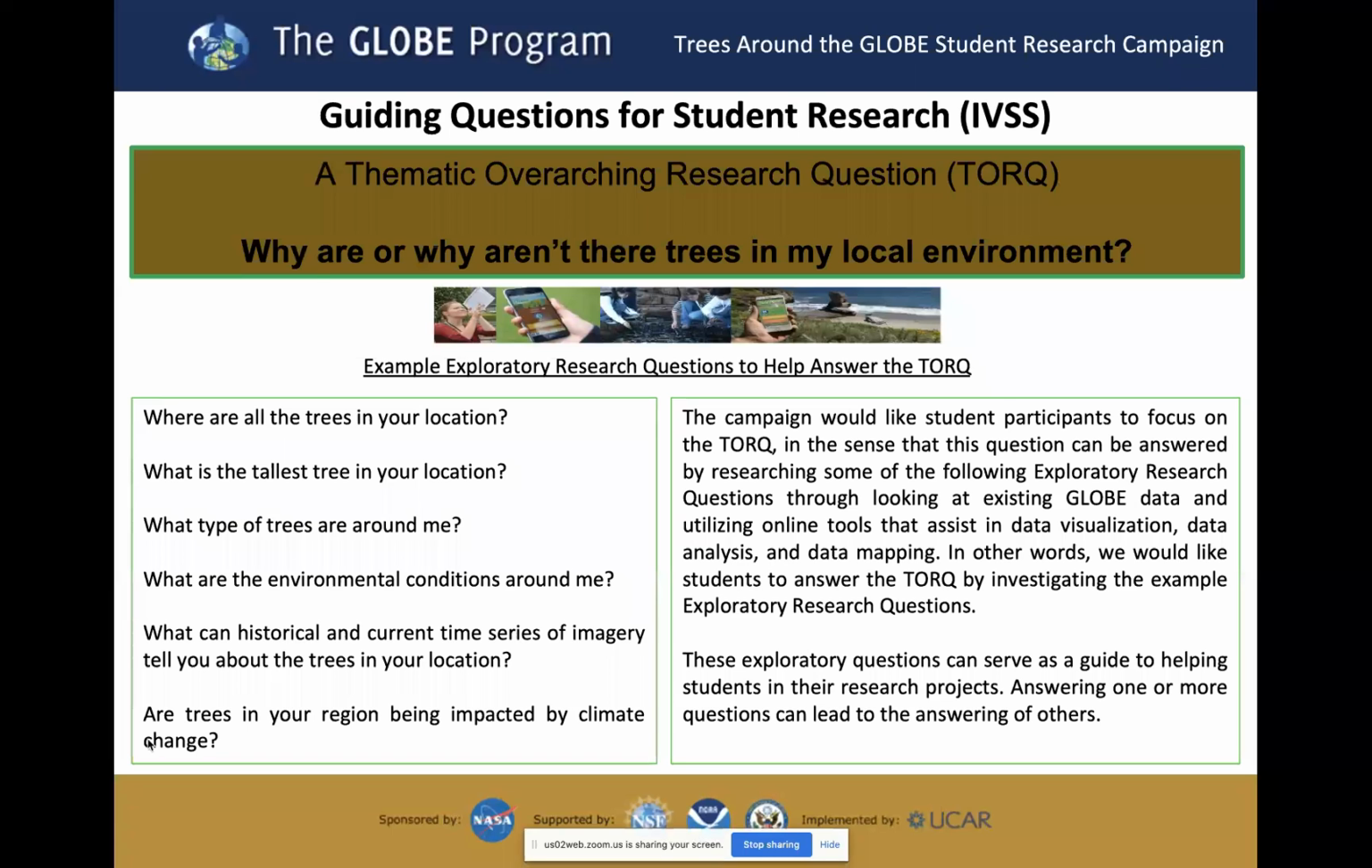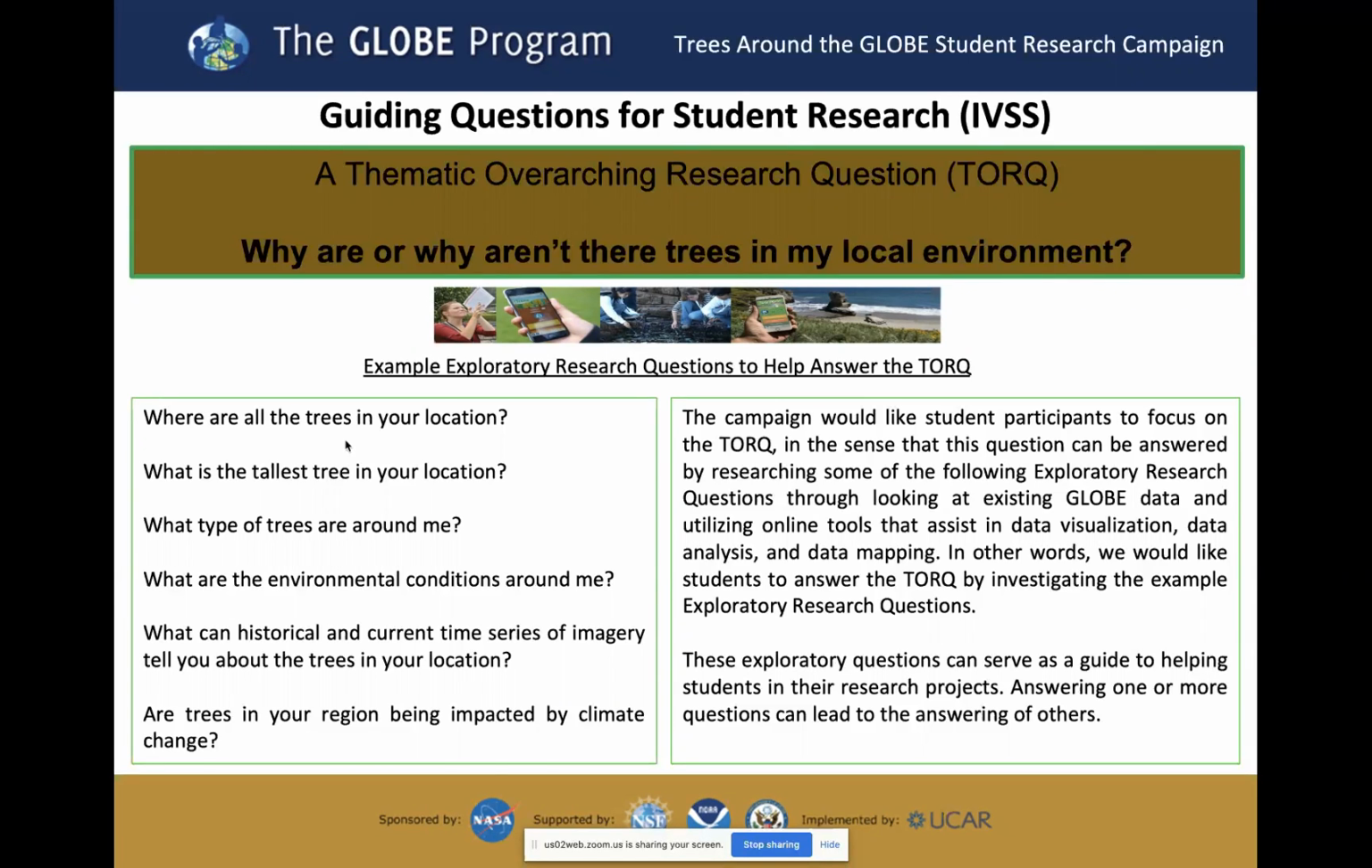And a way they can do that is to look at some smaller questions. And you can see here on the left, we have these smaller questions like, where are all the trees in your location? What is the tallest tree in your location? What type of trees are around me? What are the environmental conditions around me? And lots of other questions. So these smaller questions can help you answer this bigger thematic overarching research question of why are or why aren't there trees in my local environment? So that's what we're focusing on.